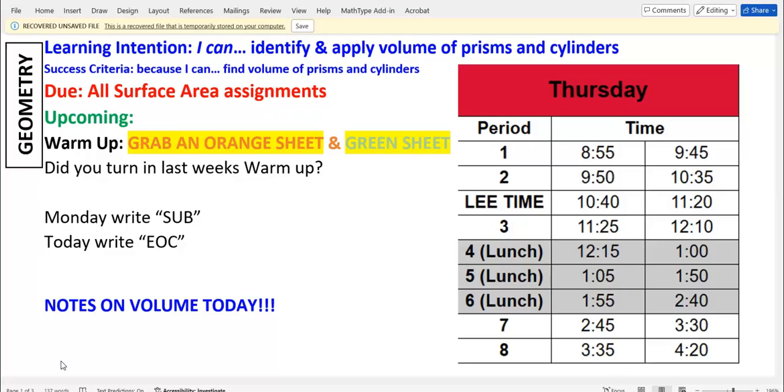We got to move forward on volume no matter what's going on at the school. So let me pass it out. Notes. I promise it will be not that bad.